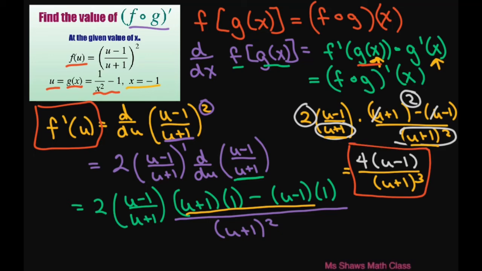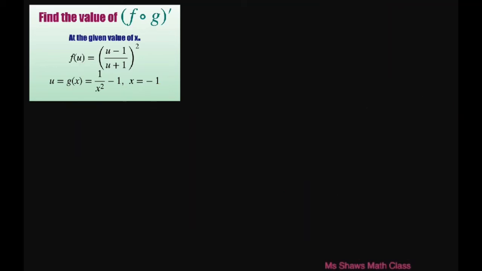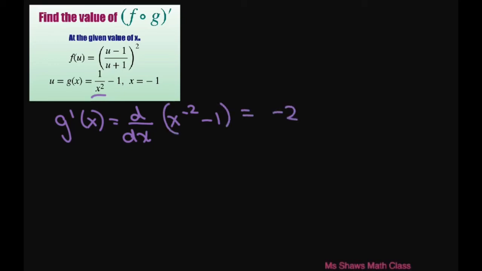Now, luckily I think g prime of x is going to be a little easier. So that means you're going to differentiate with respect to x. And I'm going to change this to x to the negative 2 power minus 1. So this is going to equal negative 2x to the power of negative 3, which is negative 2 divided by x cubed. So we got that part.